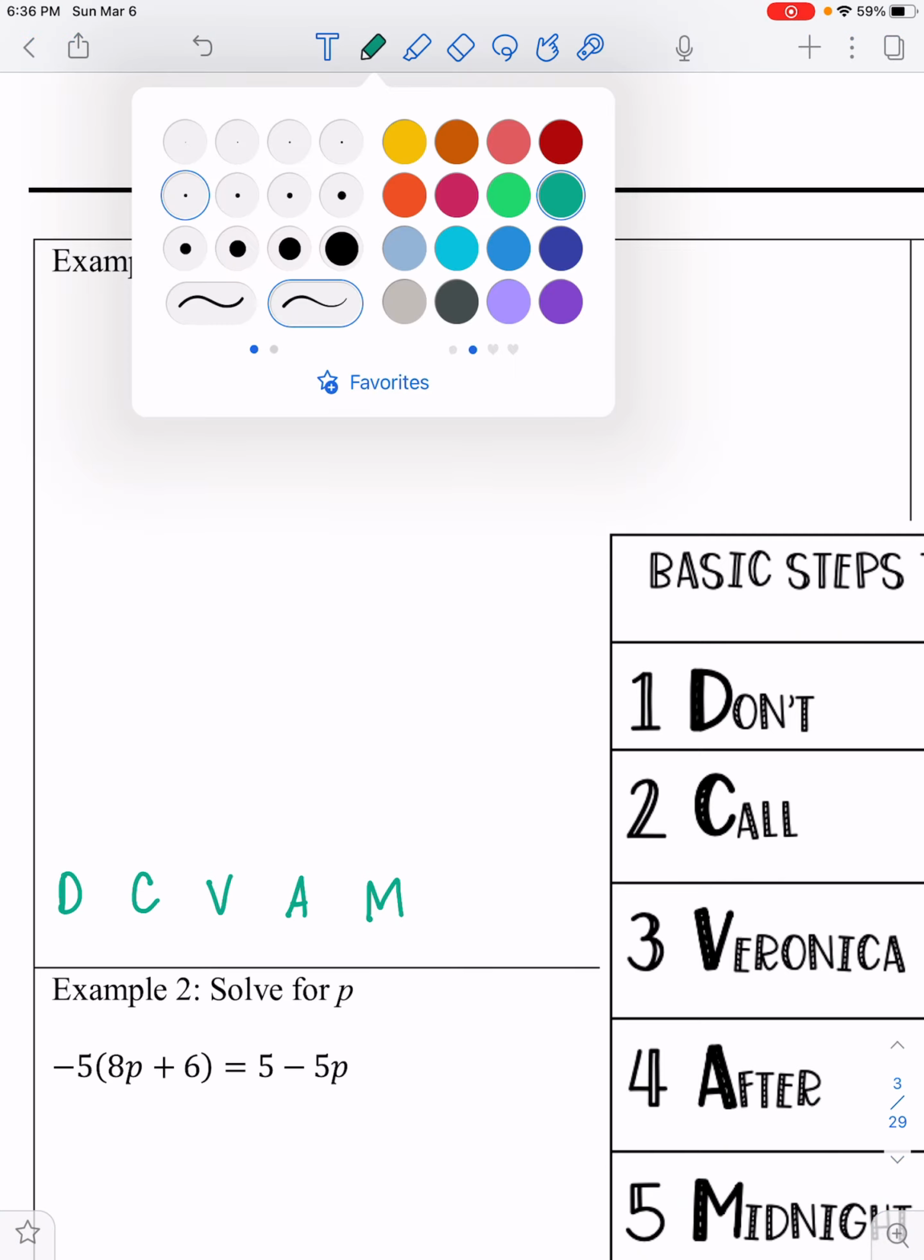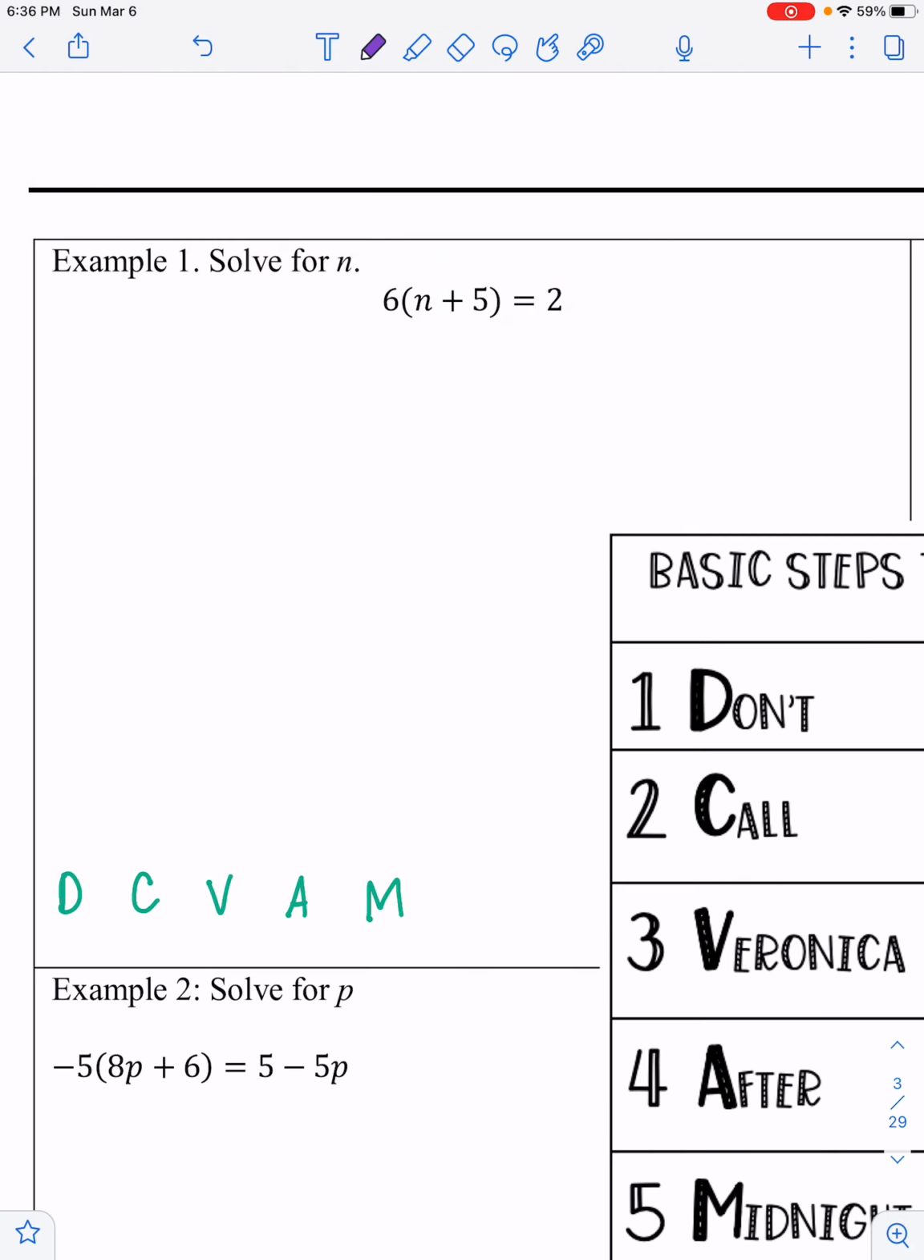D in the don't stands for distribute. So anytime there is parentheses for us to distribute, we want to do that first. So I'm going to do that first. There is a 6 here. So 6 distributed to the n, that's 6n. 6 distributed to the 5 is 30. And then that's equal to 2. So that was my first step.